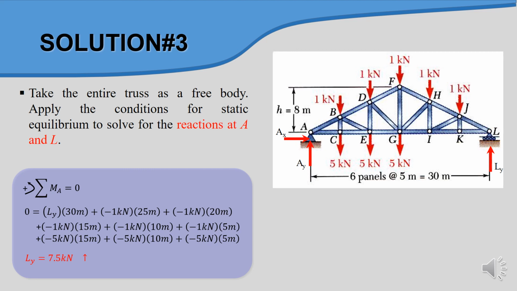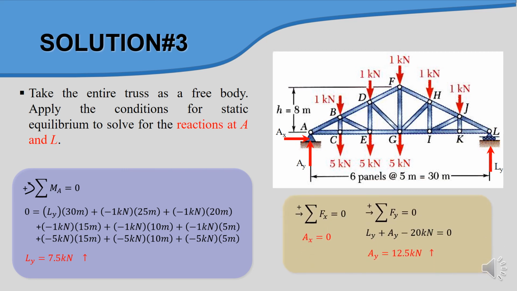In this case, you need to compute all external forces from 1 kilonewton to 5 kilonewton according to the distance from point A. So finally, we obtain the value of LY is equal to 7.5 kilonewton in the upward direction. The rest, AX and AY, can be calculated by using net force is equal to 0, and finally we obtain AX is equal to 0, and we have AY is equal to 12.5 kilonewton in the upward direction.